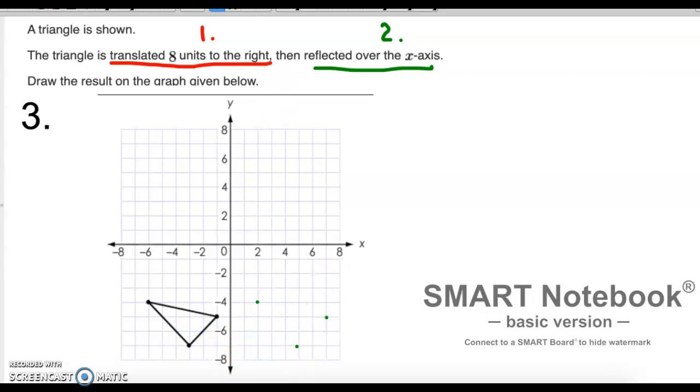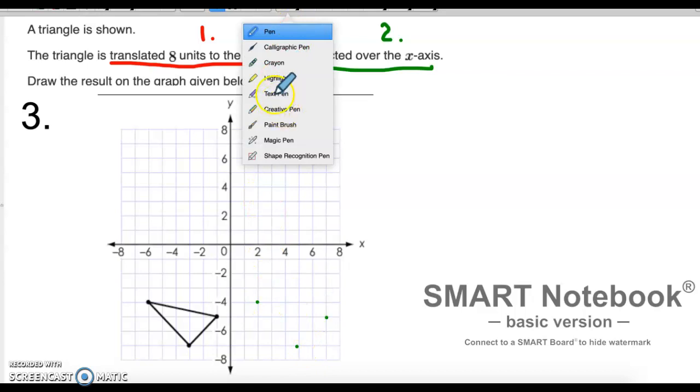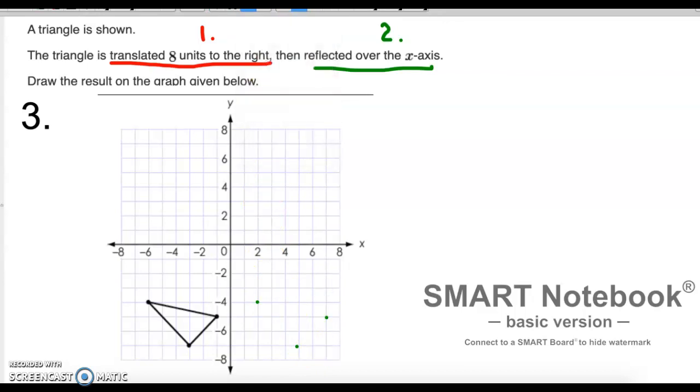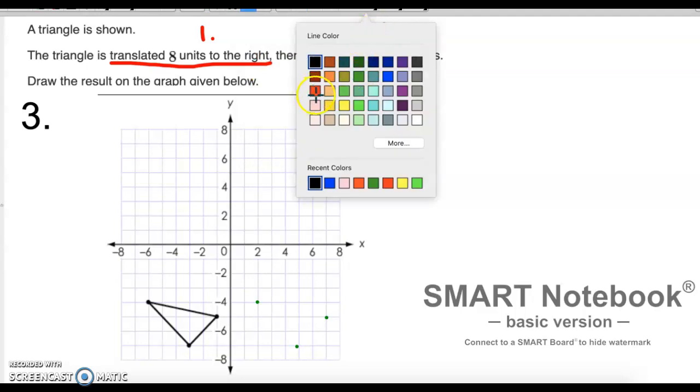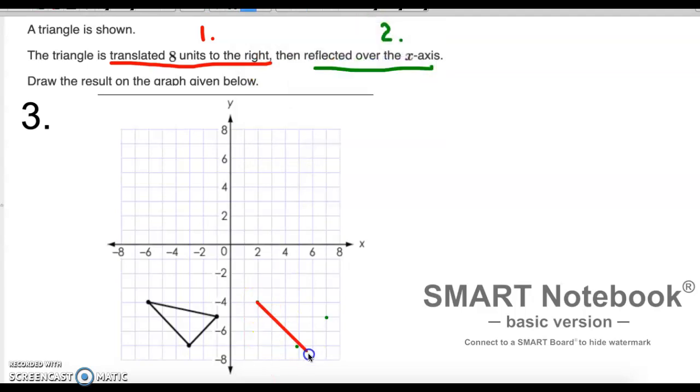All right, this would be our first transformation. So we have successfully completed translating our triangle 8 units to the right. Now I'm going to draw it in here. Now, once we get to this part, we don't want to stop.